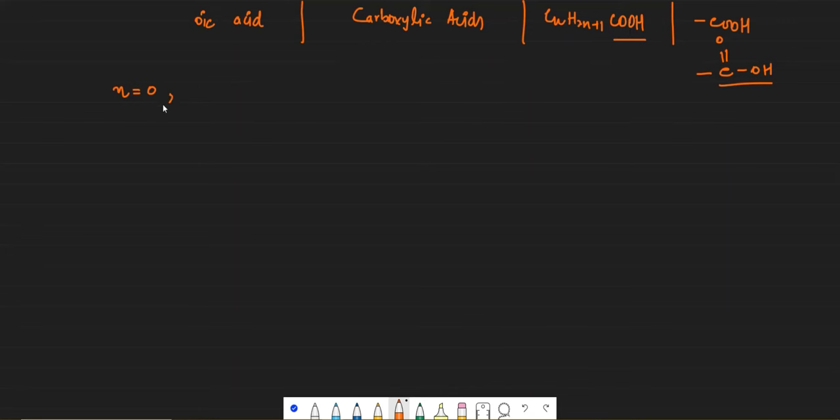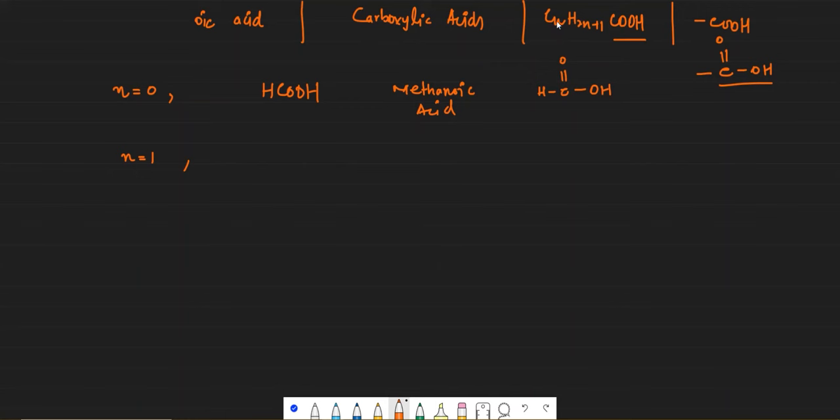Now what would happen if I put n equal to 0? Carbon would be 0 here, H is 2 times 0 is 0, 0 plus 1, H. So the molecular formula would be HCOOH. This is the carboxylic acid with one carbon atom, and that carbon atom already existed in the functional group of the carboxylic acid. So we always remember that we start with n equal to 0. It would be called methanoic acid, and the structure would look something like this: H, C double bond O, H.